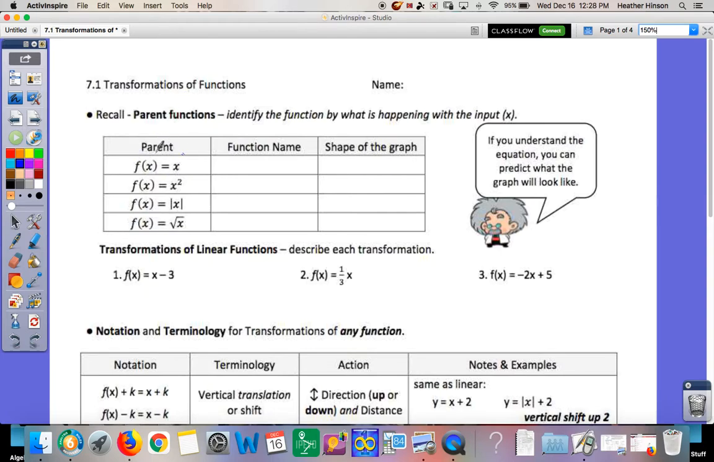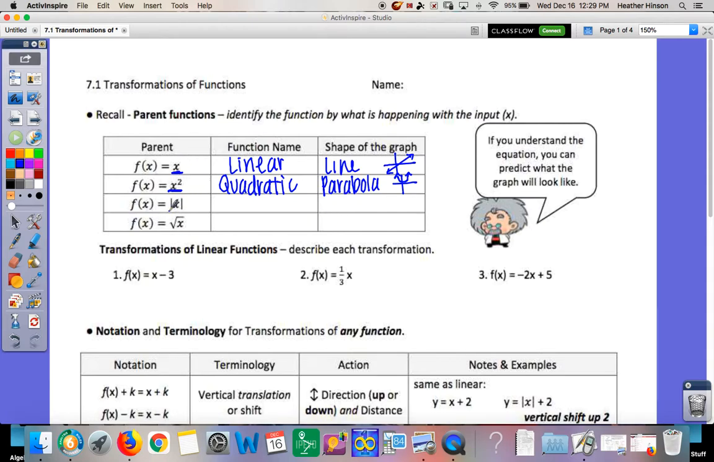So our first parent function, y equals x, that's just your basic linear function. And the shape of that graph is just going to be a line. It's just going to go straight up in a line. Our second parent function, x squared, that is quadratic. That squared creates a parabola, which is a U shape. So it's going to look like a U.